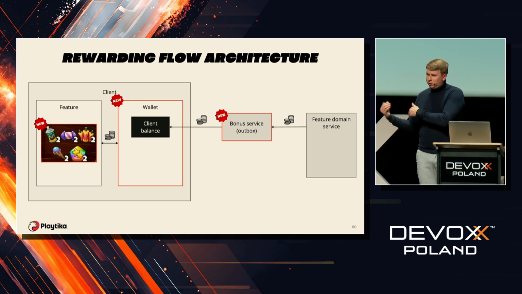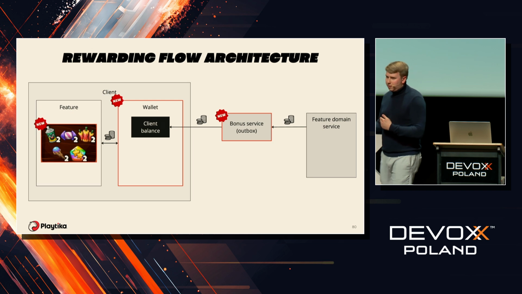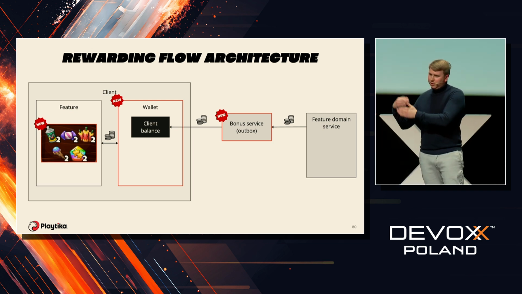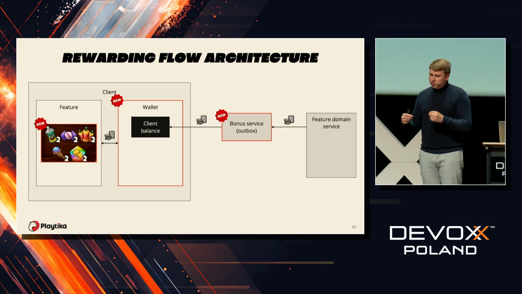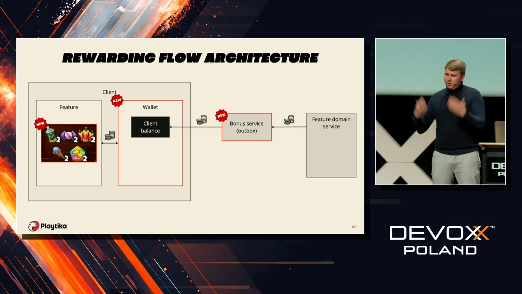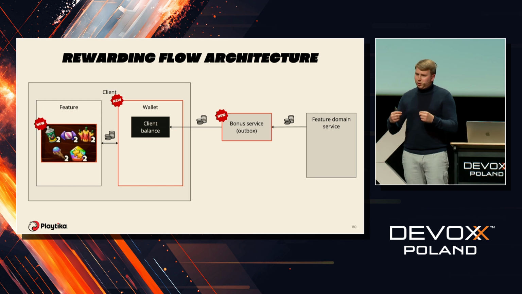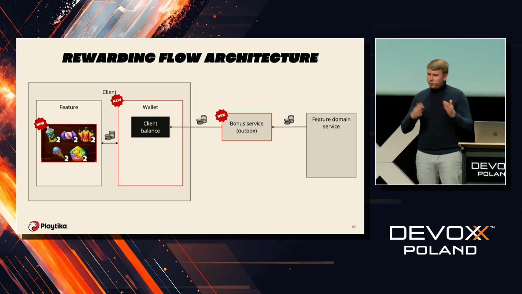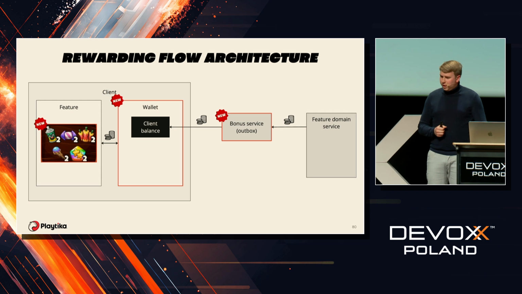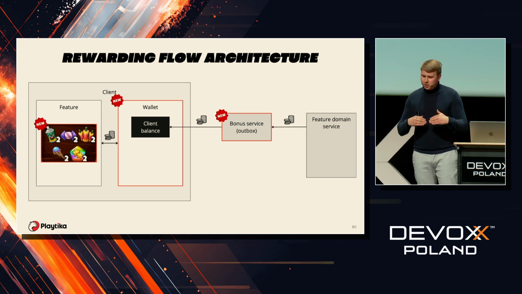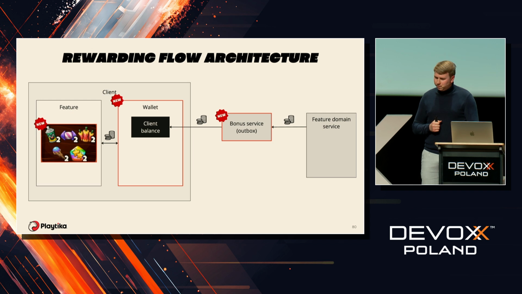In case we want to send the reward that we earned on the server, for example, we were playing the tournament and we won the tournament, we want to give a reward, we store it in the outbox. So we call it bonus service. Basically, it is the service which stores information about received rewards until the client connects and fetches these rewards from this outbox service. And the client can record the new balance in the wallet.